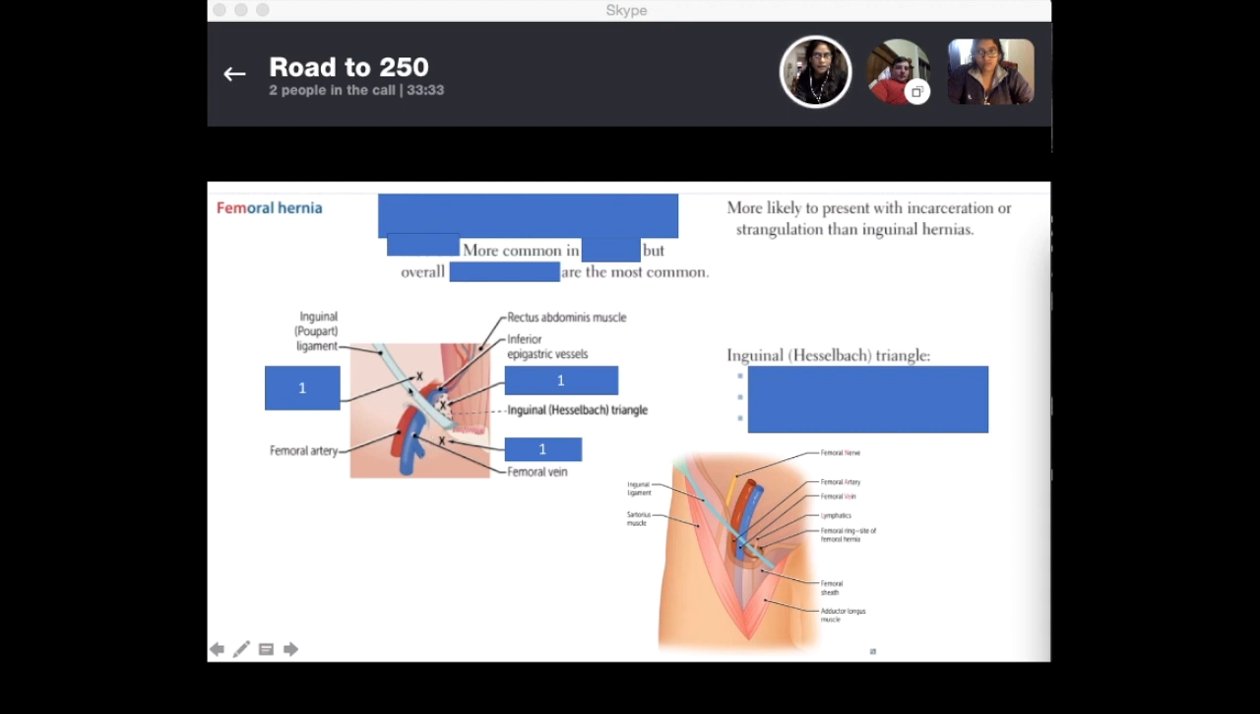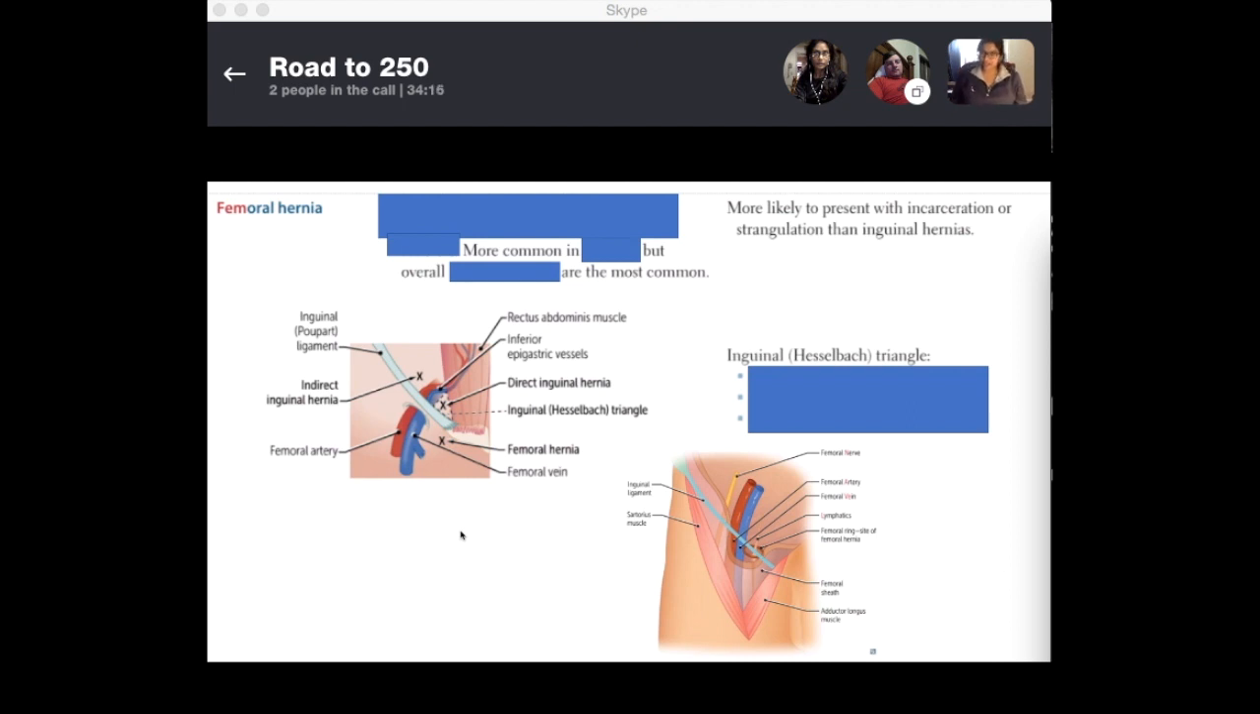It's direct. Actually, lateral to the epigastric vessels, so indirect. Okay, indirect. So then the other X that we have there is direct. And then our last X at the bottom is our femoral. Okay, so we see where the femoral hernia is in that particular diagram.